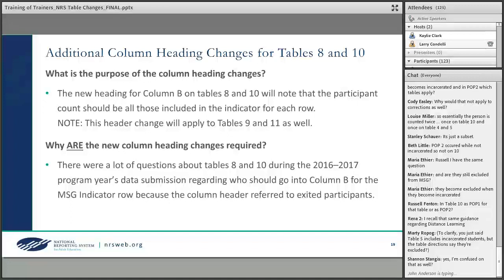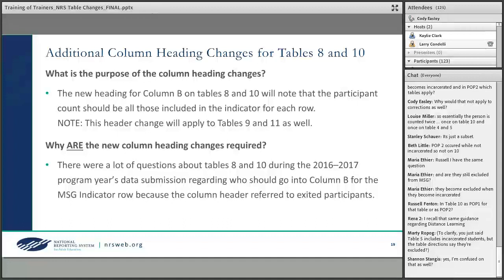Distance education, we've always had that policy. That's a state determination. Whether the state runs distance education or not is up to the state. And so who gets included or reported on Table 4C and 5A, that's up to the state to determine. For Table 10, it's when a student is served with funds from Section 225. That's when a student gets reported on Table 10.